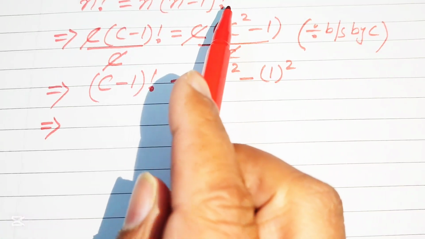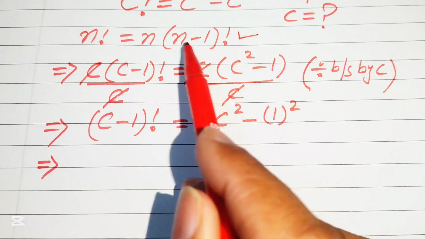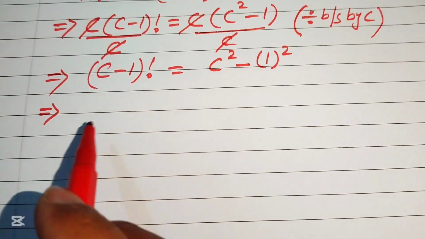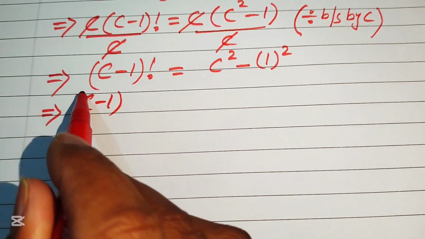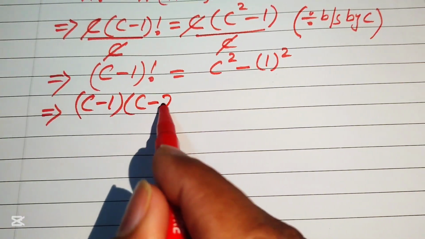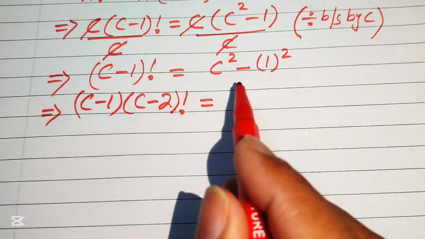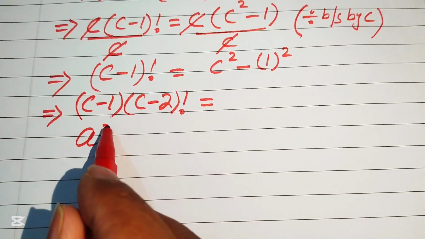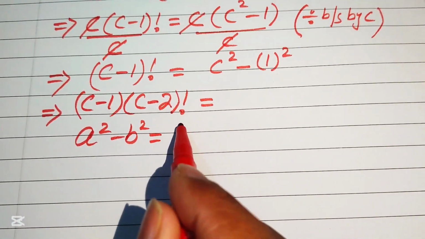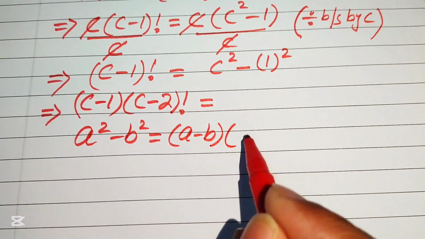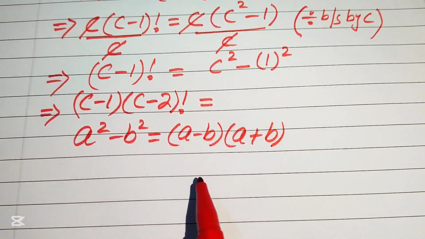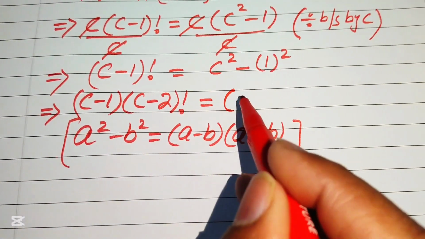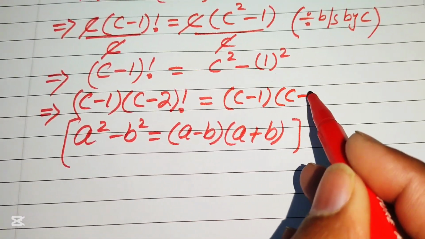Further, we can write this c minus 1 factorial by again applying this law of factorial. According to this law, we write c minus 1 factorial as c minus 1 into c minus 2 factorial. And here we use the algebraic formula: a squared minus b squared equals a minus b times a plus b. According to this formula, we write c squared minus 1 squared as c minus 1 times c plus 1.